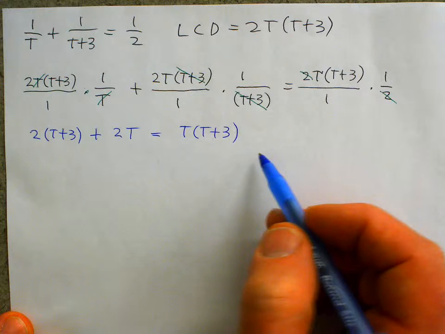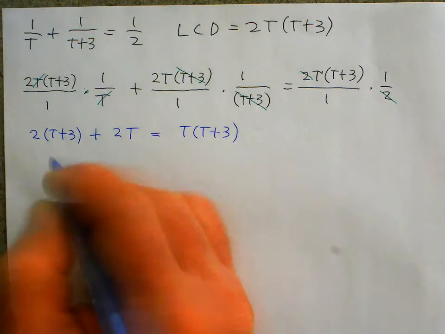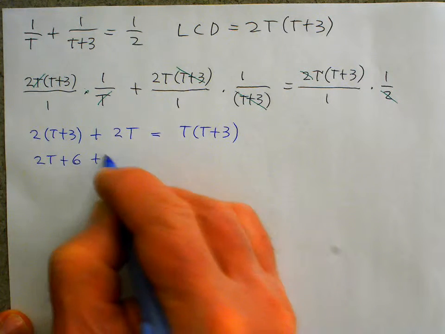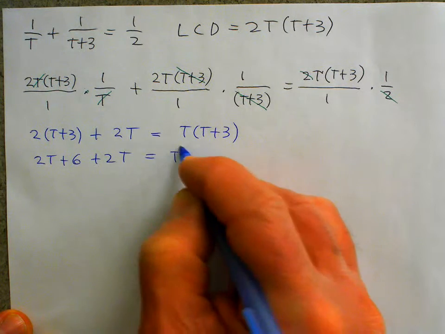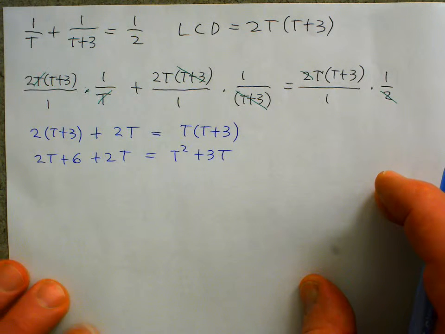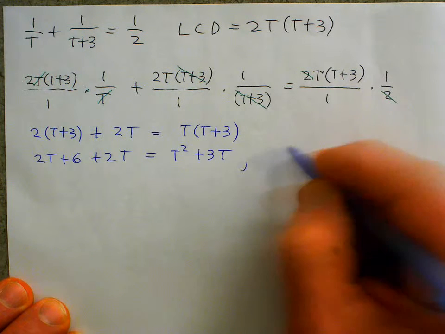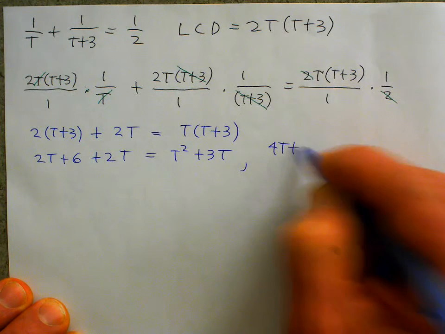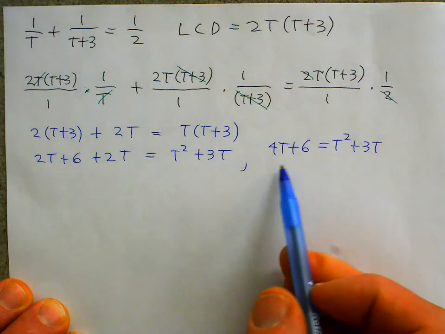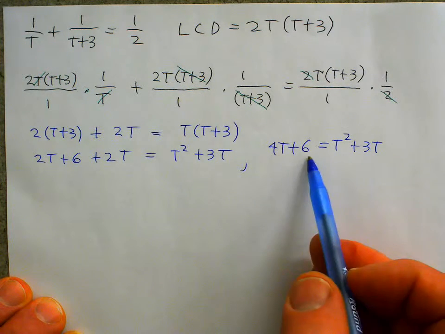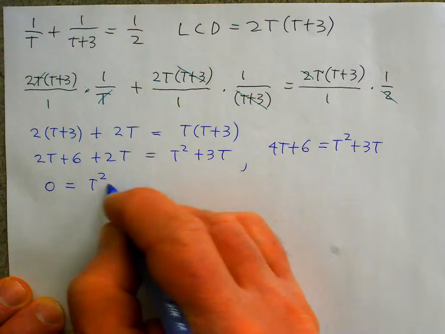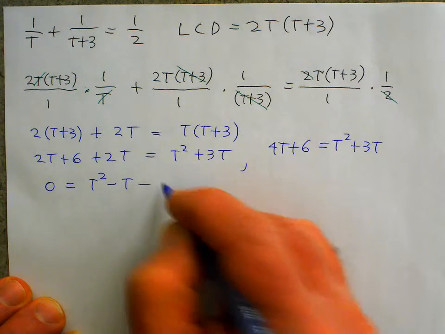So this equation is a quadratic equation in the variable t. So we'll multiply everything out, combine like terms, write the quadratic equation in standard form, and then we can solve it. So we'll subtract 4t from both sides and subtract 6 from both sides. So we get 0 equals t squared minus t minus 6.